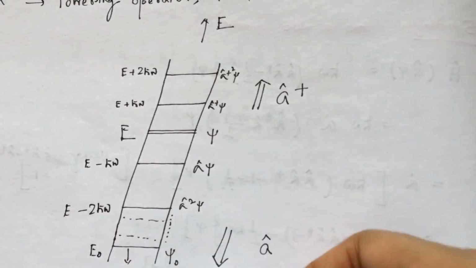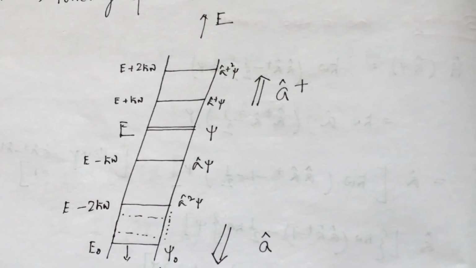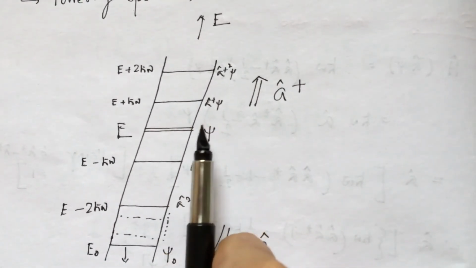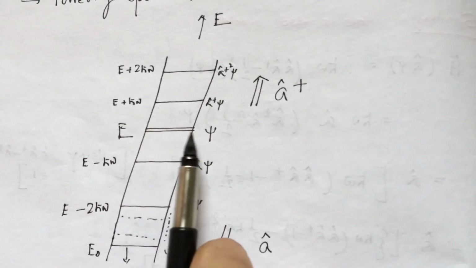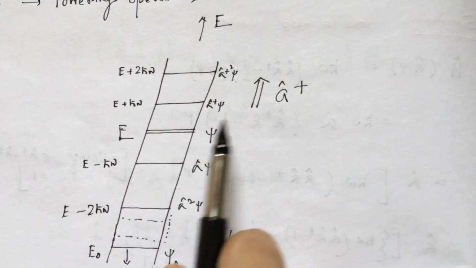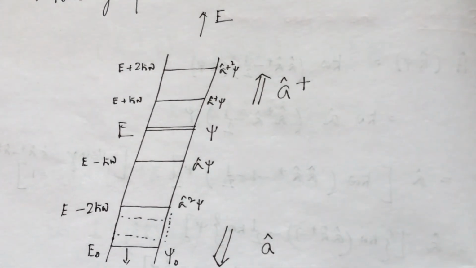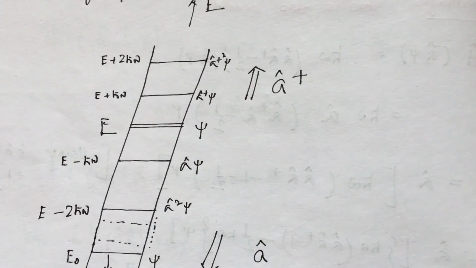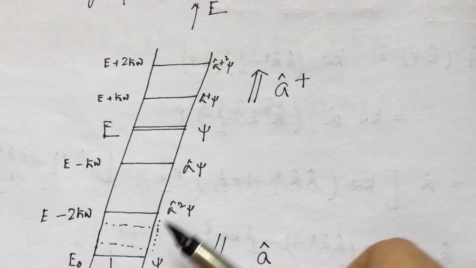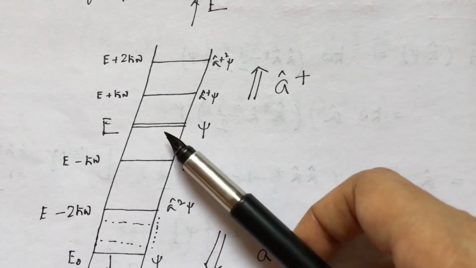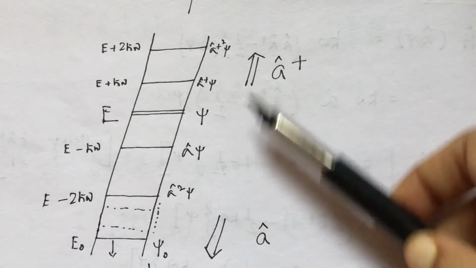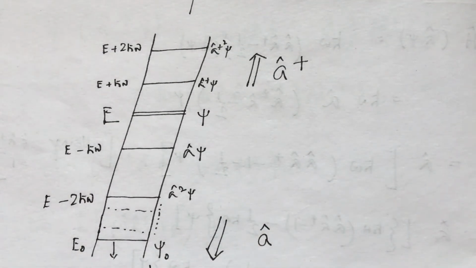Suppose this is my ladder and I am staying right here now. I am standing on this state. If I apply A dagger operator, I will raise one step further. If I apply A operator, I will go down by one step. These are the actions of the A dagger and A operator.